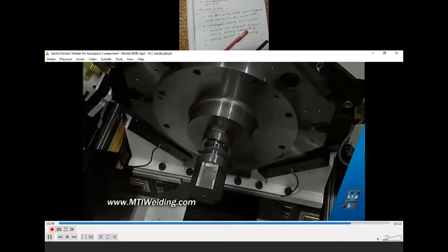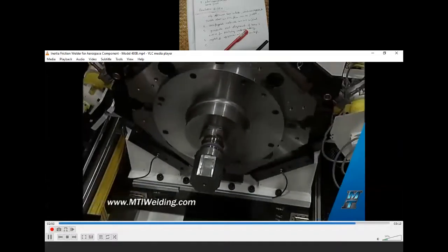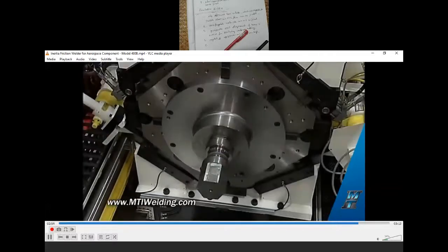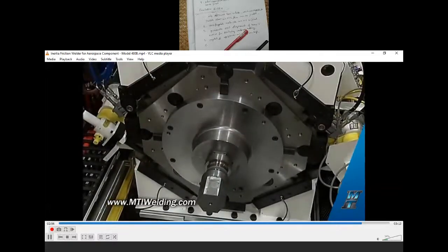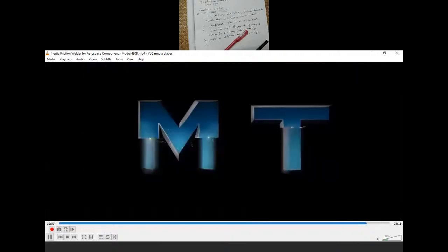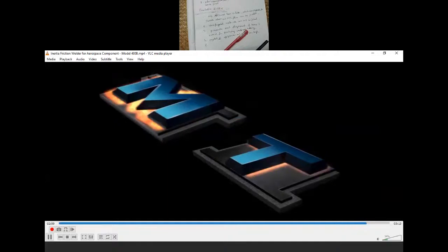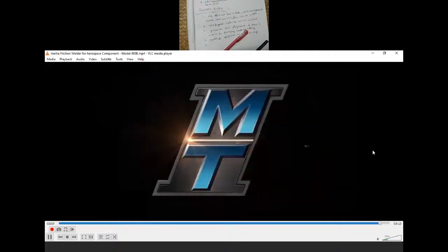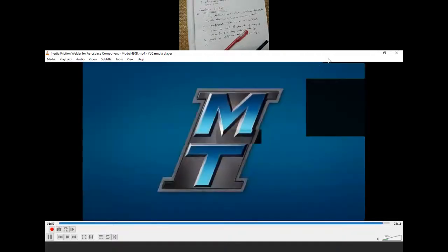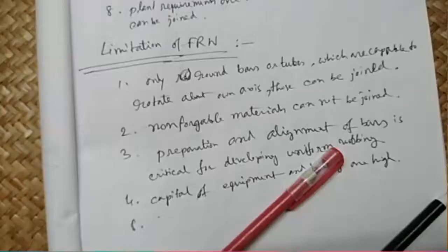Before you get into more applications, let us see this. Just a second. Yeah, got it. What I am going to show is a machine made by a Chinese company.